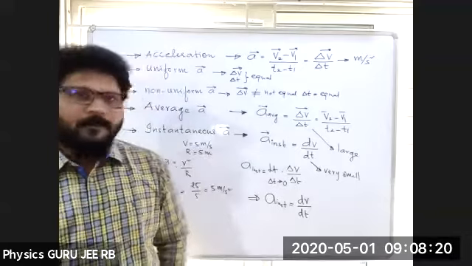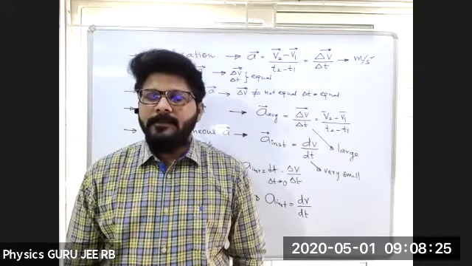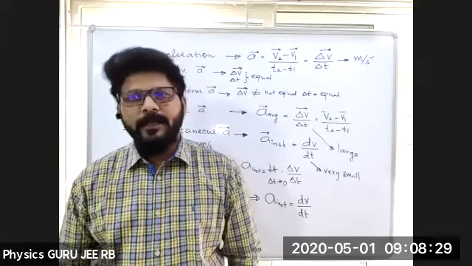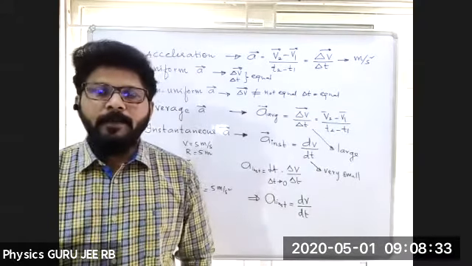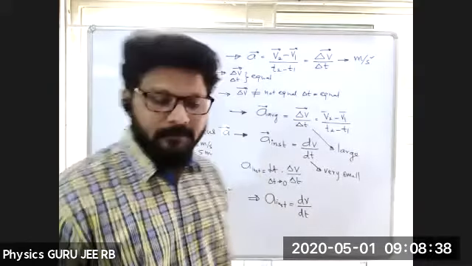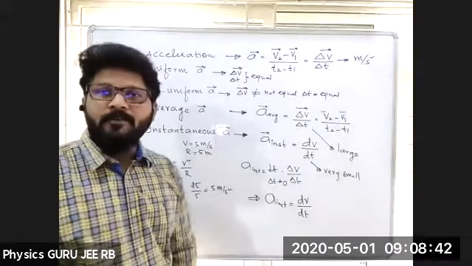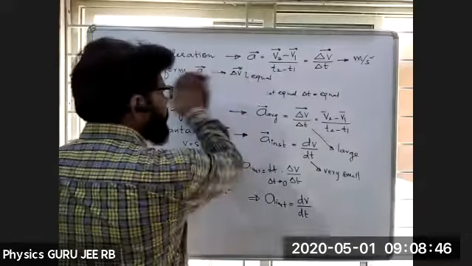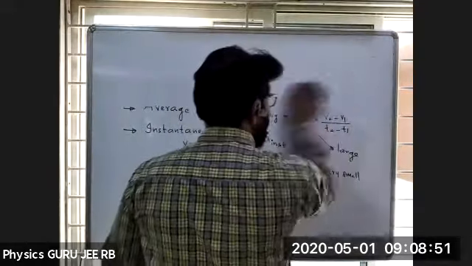So I'd like to give a question based on acceleration, right? Can you calculate what will be the acceleration of an object which moves with uniform velocity? When a body moves with a uniform velocity, what is the acceleration? Anybody? What is the acceleration when a body moves with uniform velocity?